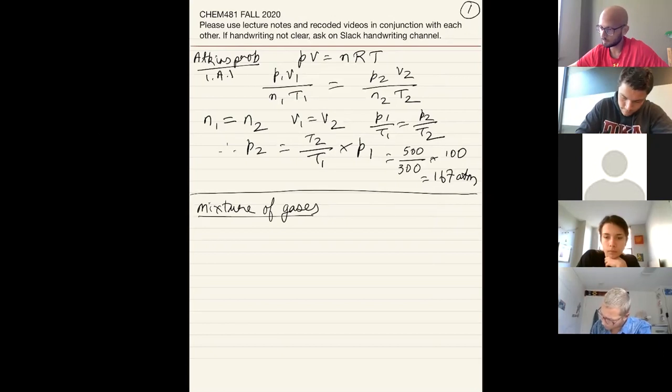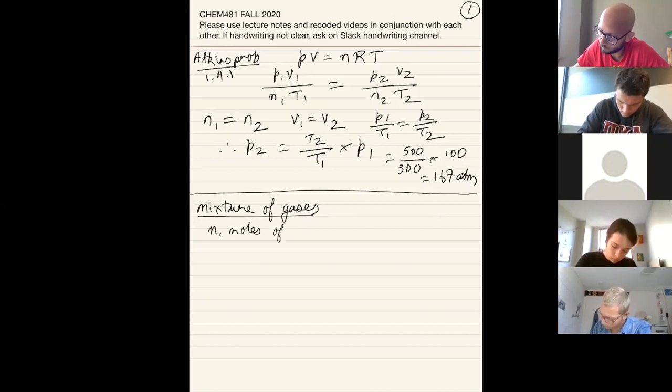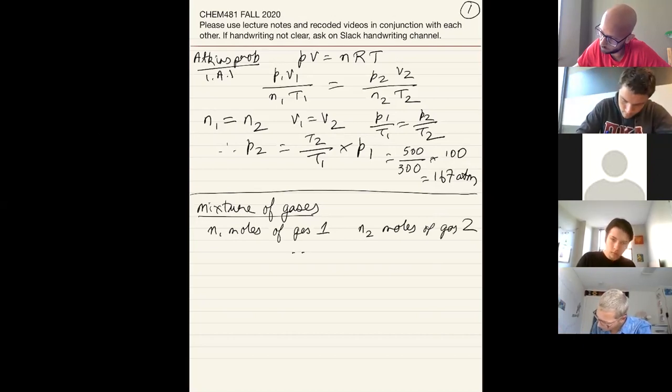So let's look at mixture of gases. What can we say that if in our vessel that we have been considering so far, we have N1 moles of gas 1 and N2 moles of gas 2, and so on and so forth. We have a bunch of other gases. So we can define mole fractions.